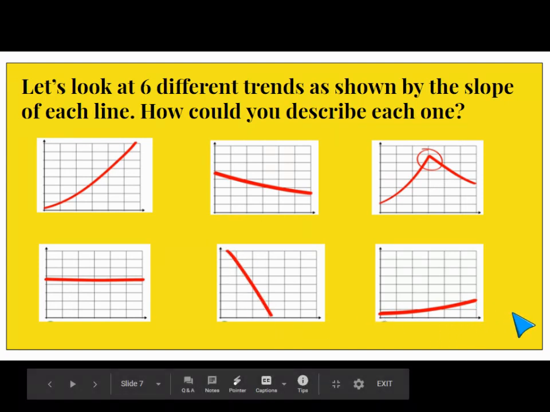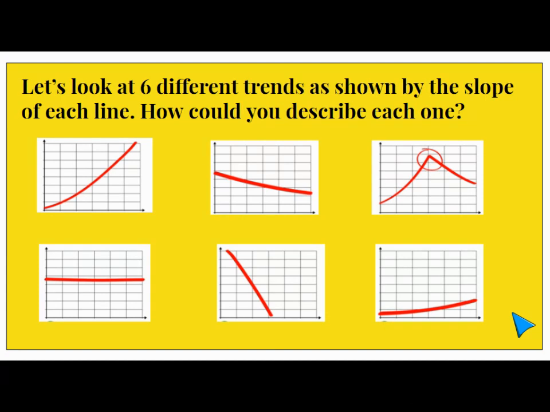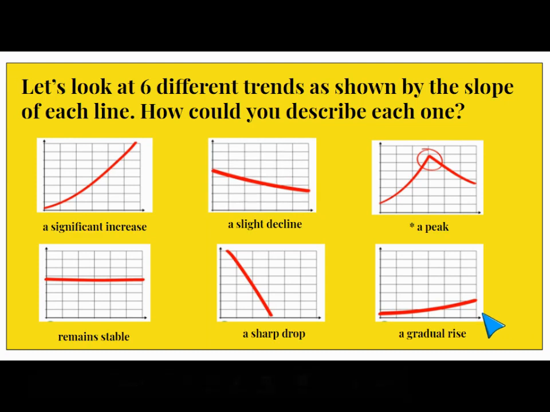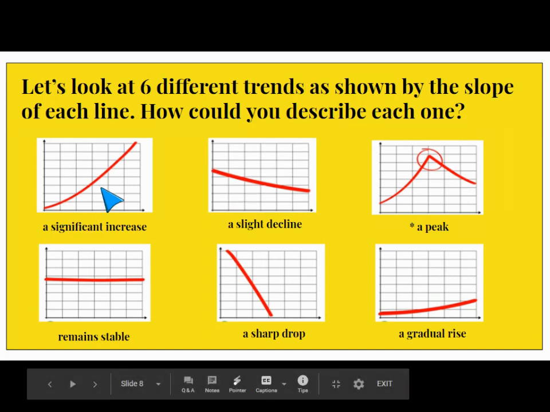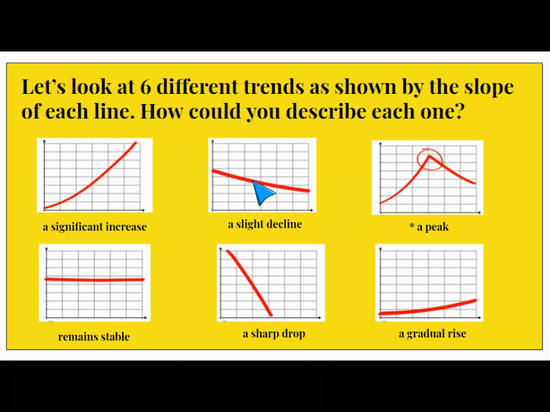So pause the video, jot down some verbs with adverbs that you think could describe each one. There are several different answers, so as long as we have something very similar, we're in good shape. Here are my ideas. This line is a significant increase in data. Here we have a slight decrease. This right here is called a peak. The increase in data stops here and drops here, but this is called a peak.